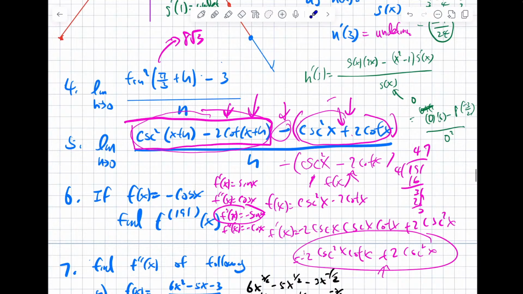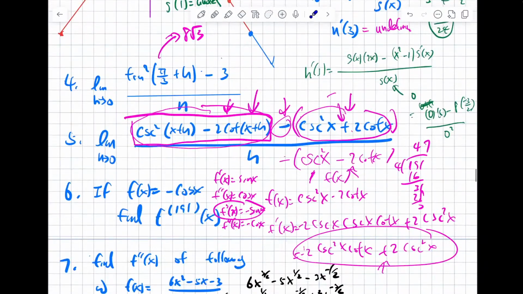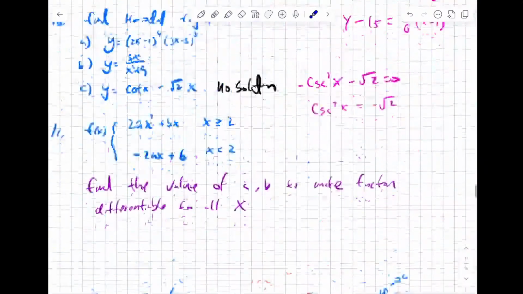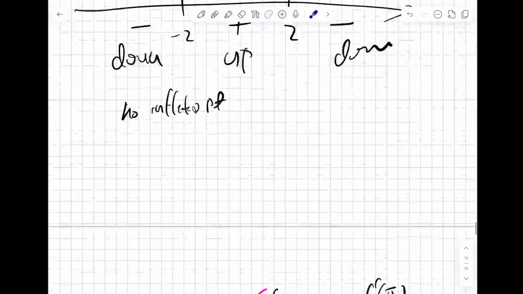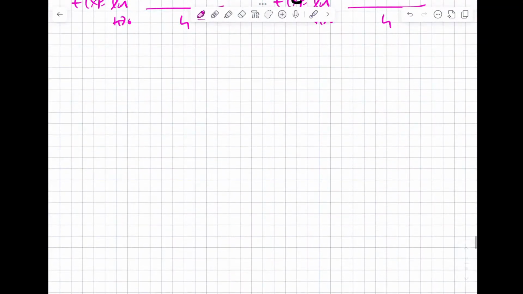How about 4? For 4, you should get 8 root 3. And the reason why that's an important question is because of the explanation here. Hold on a second, where am I? Okay, I'll write it down for you. So first of all, you have to know this.